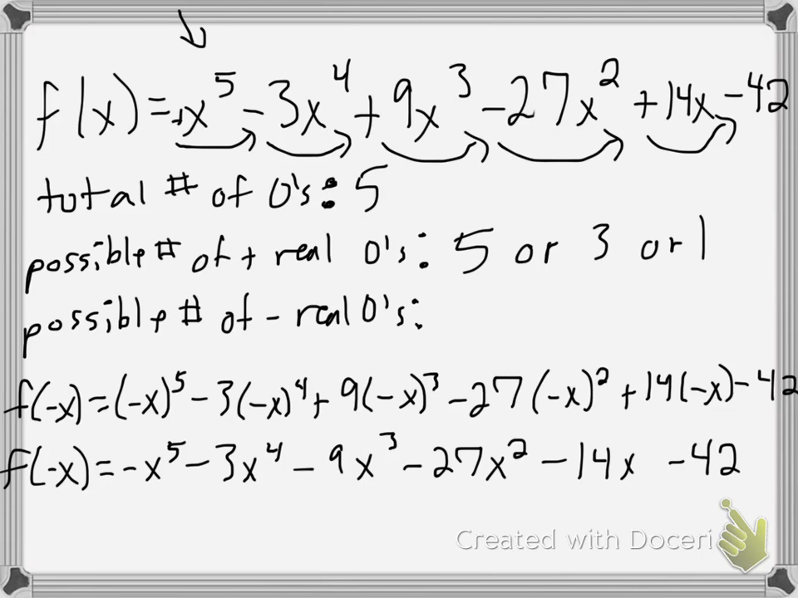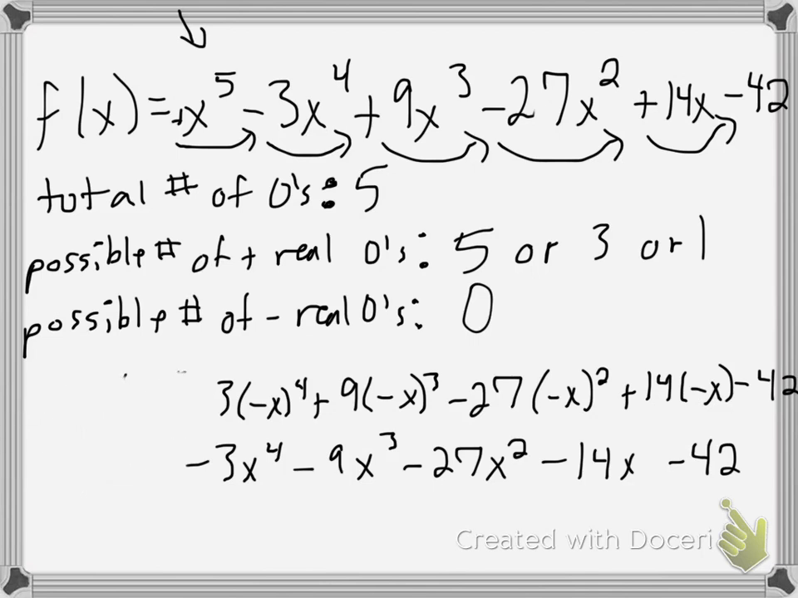So here I'm looking at all the sign changes that I have. But if you notice, all my terms are negative. So I don't have any sign changes at all. So my possible number of negative real zeros is just 0. That's not a possibility based on Descartes' rule of signs. So 0 negative real zeros.